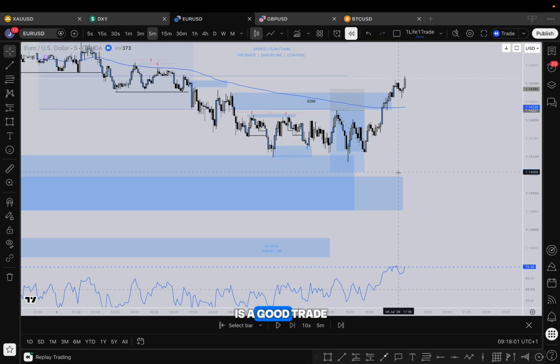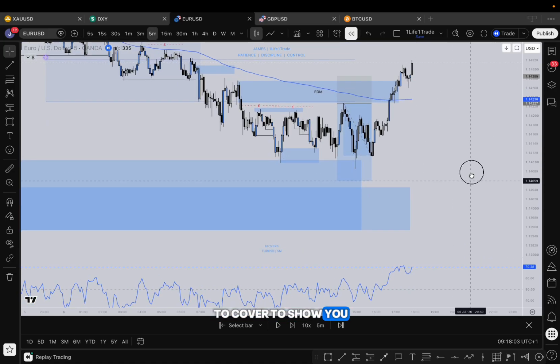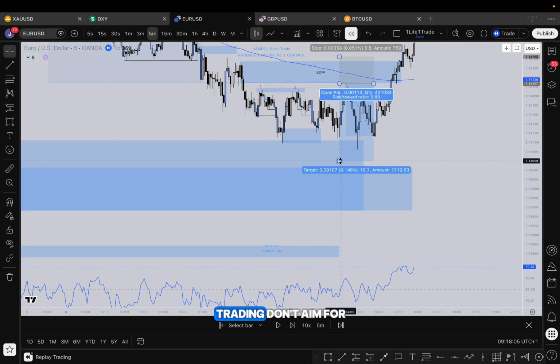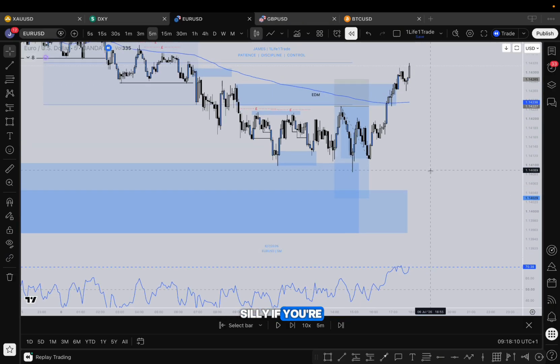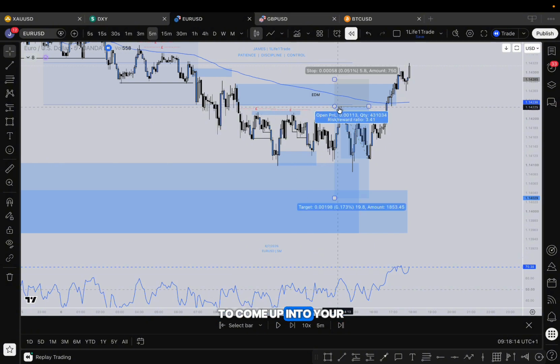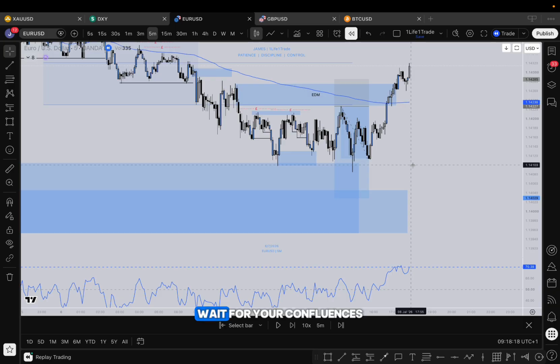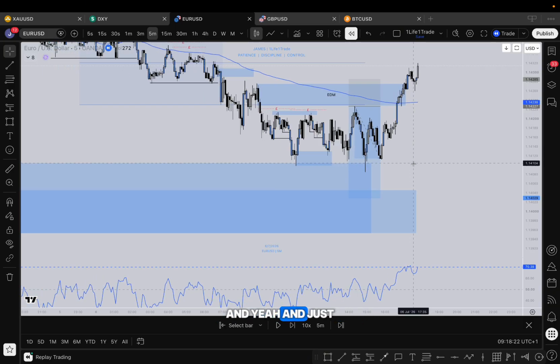But I think this is a good trade to cover to show you if you're counter trend trading, don't aim for the bottom. It's just silly. If you're waiting for liquidity, wait for it to come up into your imbalance, get ready to take it, wait for your confluences, make sure you've got them all stacked up, and just be alert.